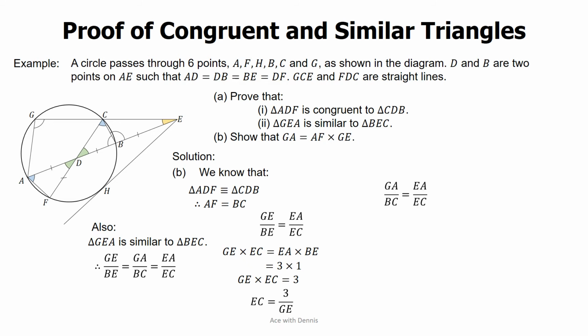Next, we look at this equation, GA over BC equals EA over EC. EA is 3 units and EC is 3 over GE. Therefore, the equation becomes GA over AF equals 3 over GE, which gives us GA over AF equals 3 times GE over 3, and we can cancel the 3. We get GA equals AF times GE. Shown.